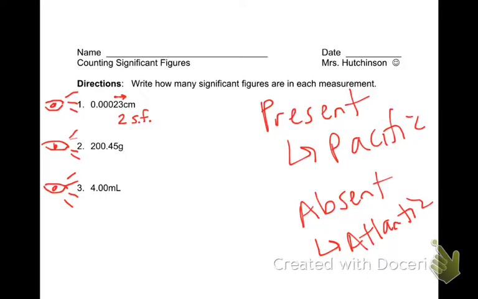Next one, decimals present, so we're taking a look from left to right, and we have 5 significant figures. And then last but not least, decimals present, place our dot over the first non-zero digit we see, and we should have 3 significant figures.